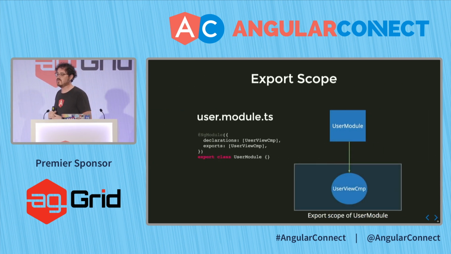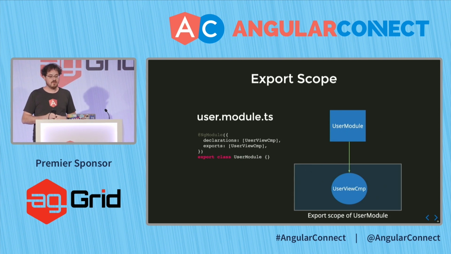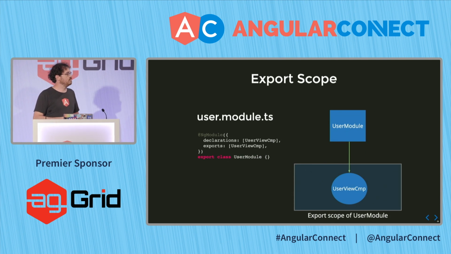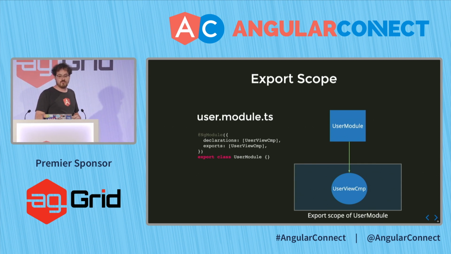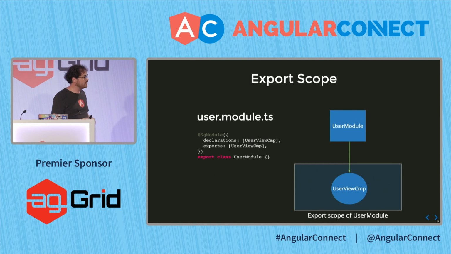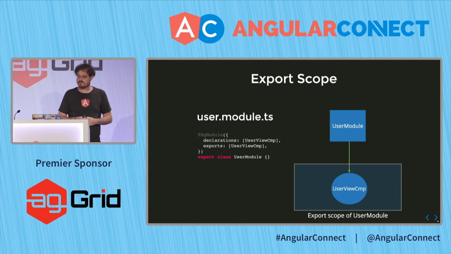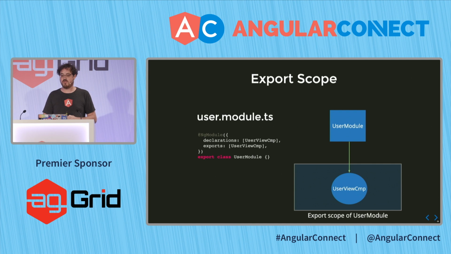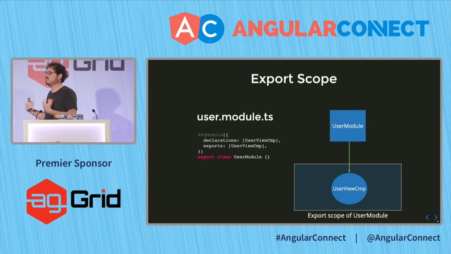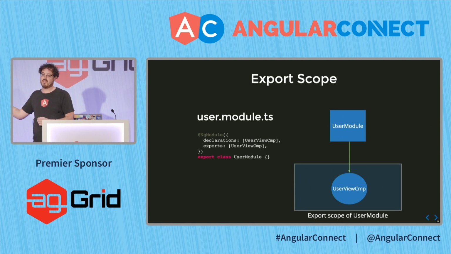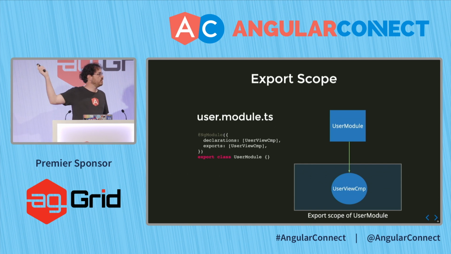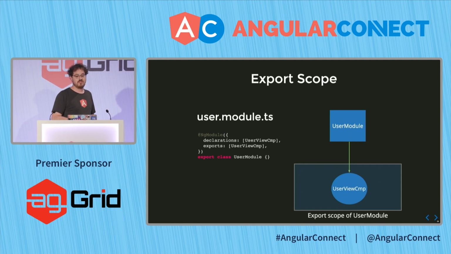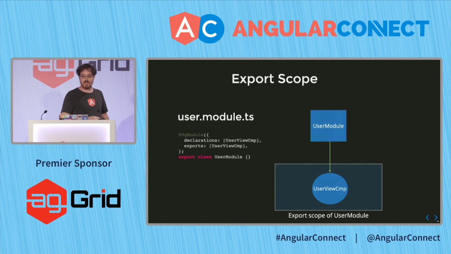So the compilation scope here has both the app component and the user view component. But the picture can quickly get a little more complicated. So here's a slightly more complicated version where we've extracted the user view component into its own module, right? And not only does this module declare it, it also exports it. And that gives the module something we call an export scope, right, in addition to its compilation scope.